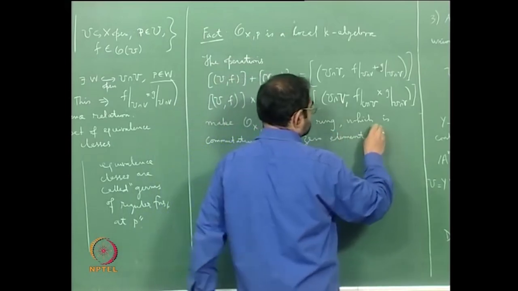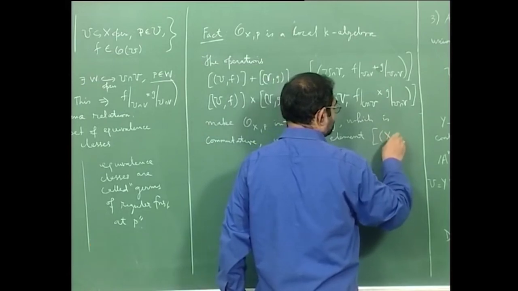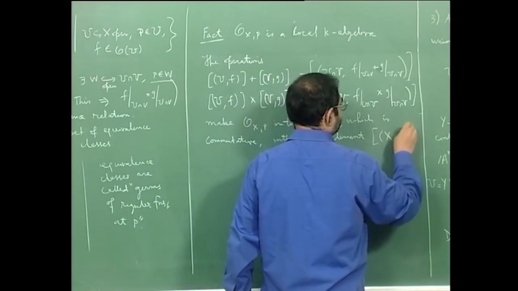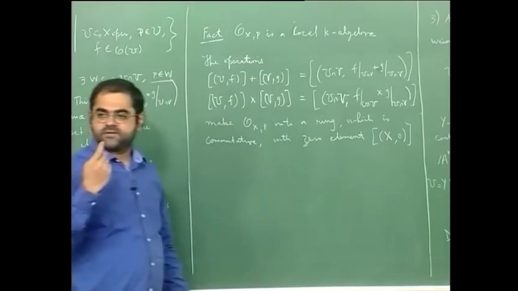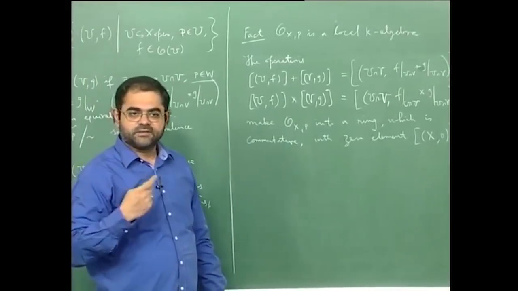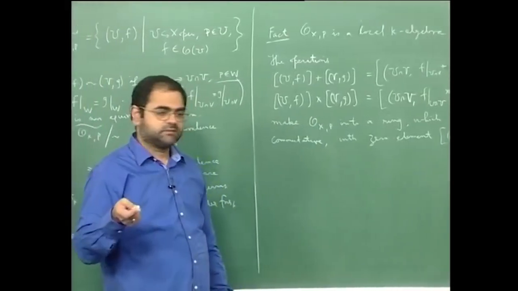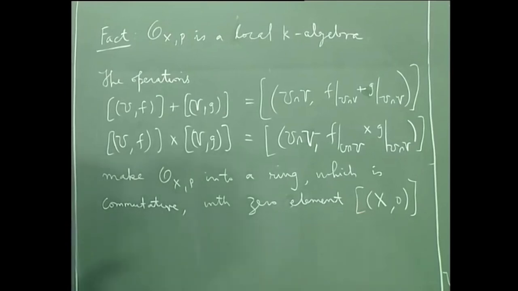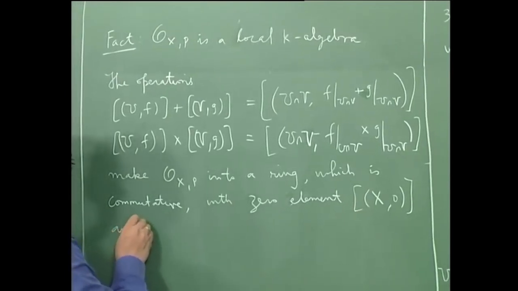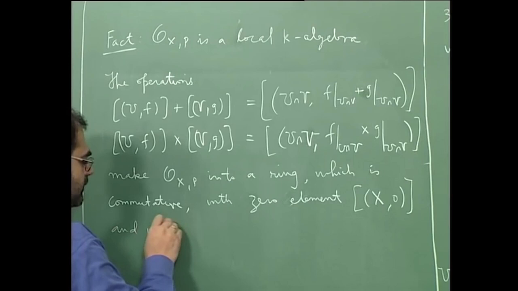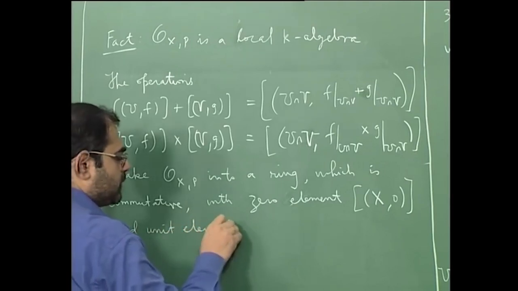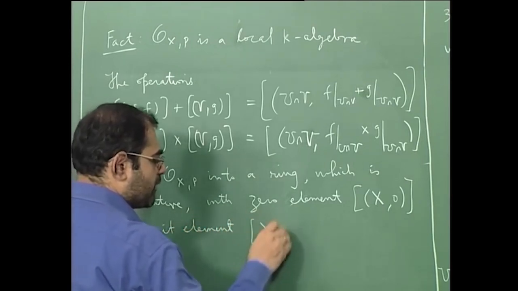The 0 element is very simple, it is just the class of (x, 0). So the constant functions are always there. You take the function 0 on the whole of x, that is a regular function, and you take its germ, that is the 0 element. The unit element is given by (x, 1).